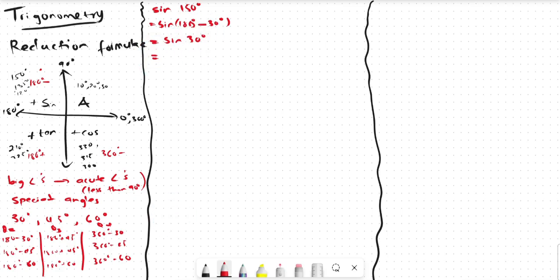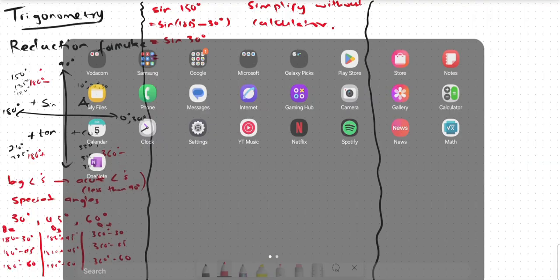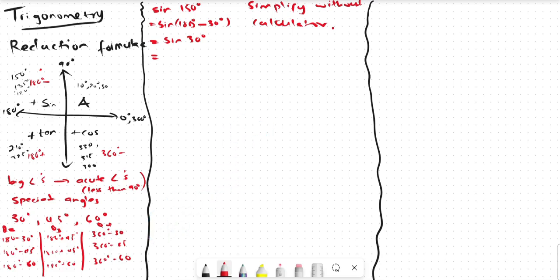The question will always say simplify without using a calculator. But for the most part, you can afford to use a calculator and not be seen, but you must be smart about it. Like here, sine 30, if I use a calculator, will give me 1/2. So that's fine. Now simplify without a calculator.